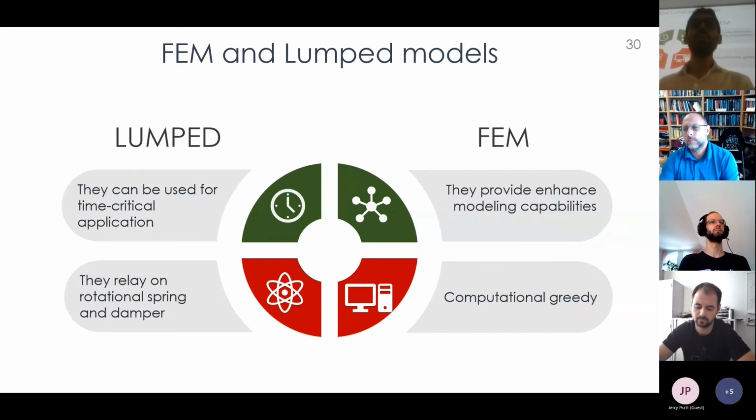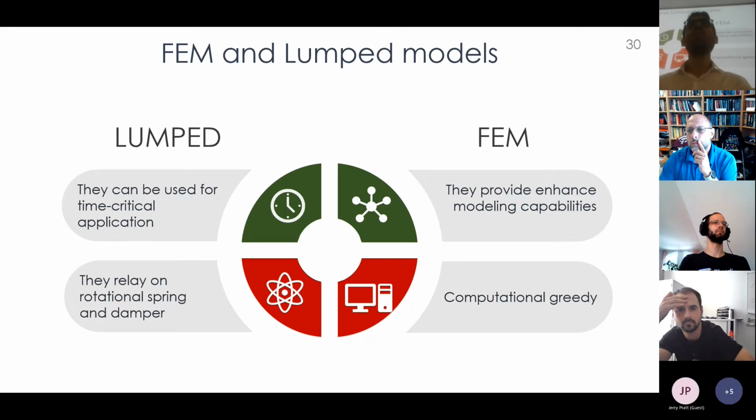So for the lumped model, we know that they can be used online because they are really, really simple. In general, they are linear systems. One of the main problems there is the fact that the foot is often modeled as a point or as a rectangular surface. In the case of a rectangular surface, these models often rely on a rotational spring and damper system, and it's not easy to give a physical meaning to this kind of system.